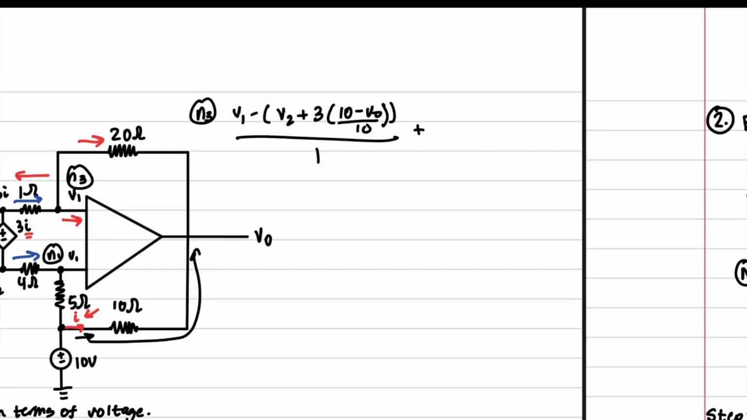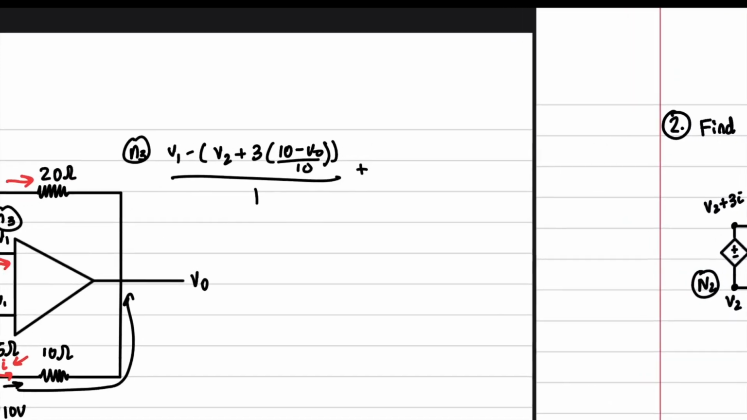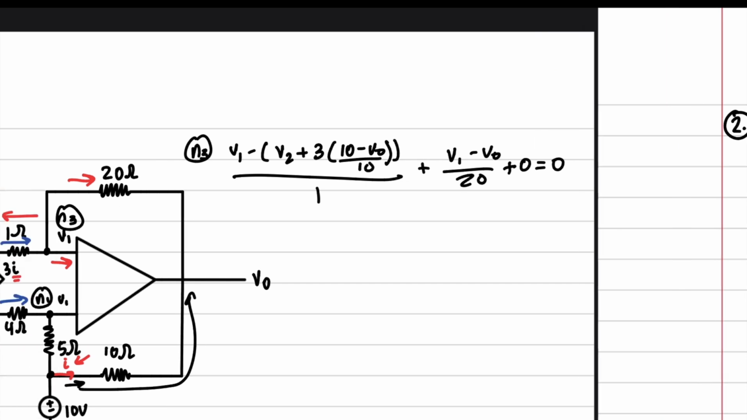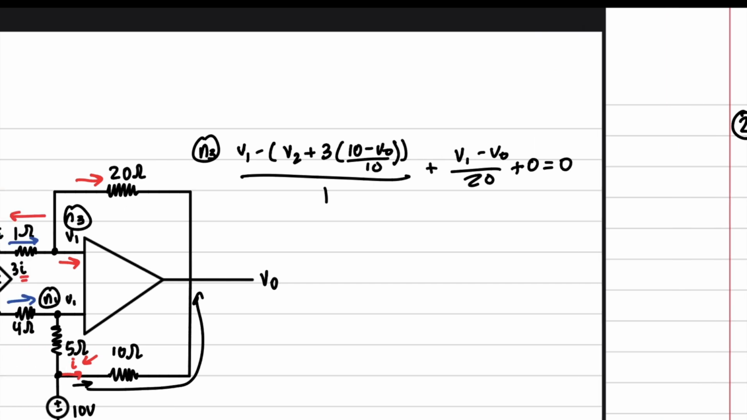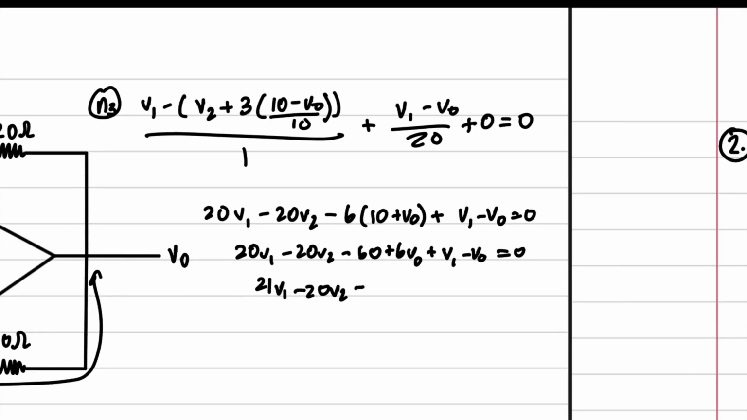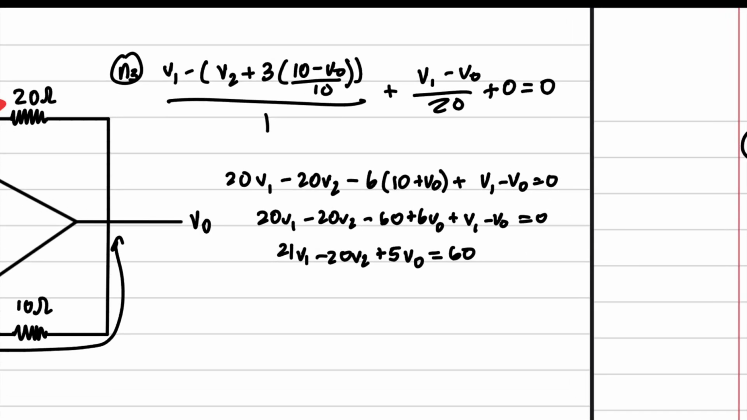Plus (V1 minus V0) over 20 equals 0. Well, plus 0 to account for the current that's going into the op amp, which is 0. And we're going to multiply everything by 20. There we go. And we get 21V1 minus 20V2 plus 5Vout equals 60.